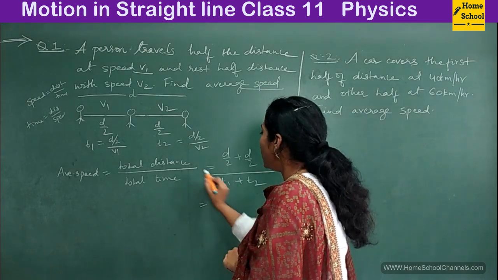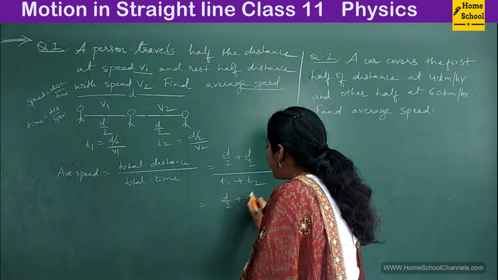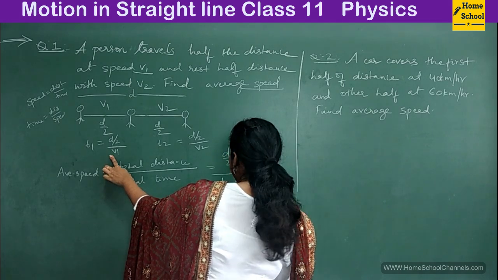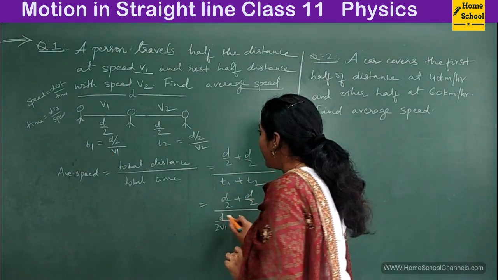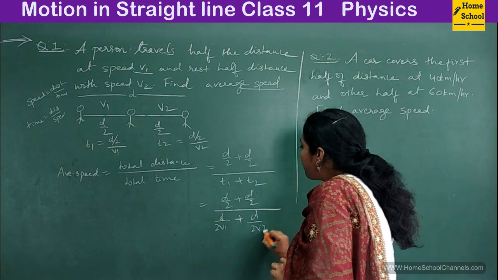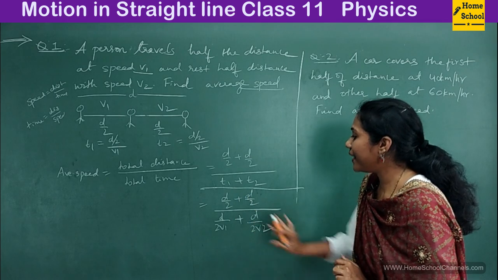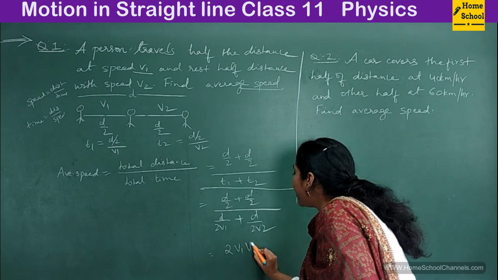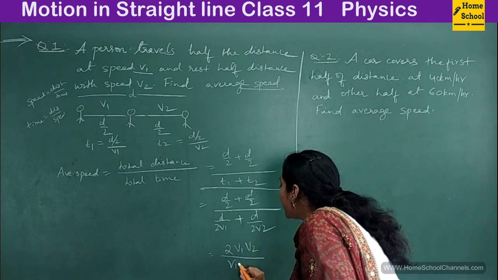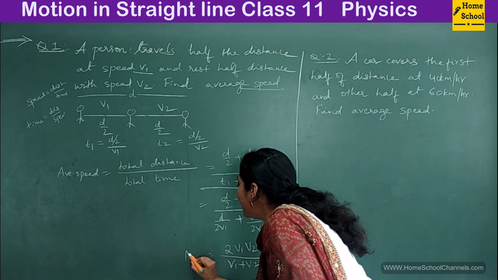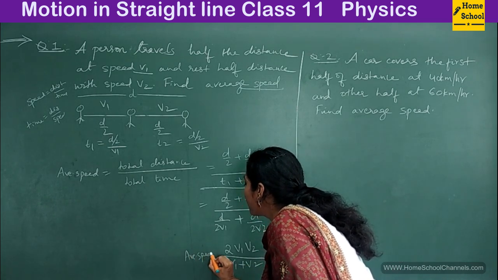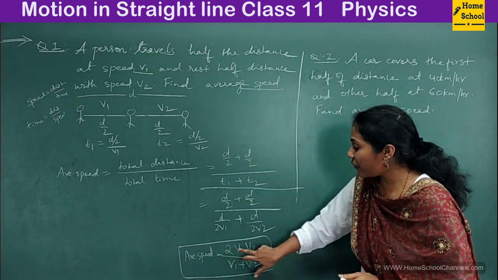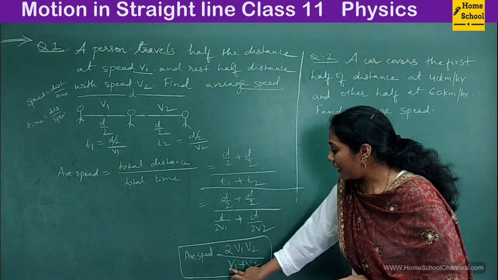So what is T1 and T2? Substitute. D by 2 plus D by 2 divided by, T1 is how much? It is D by 2V1 plus D by 2V2. So if you simplify this, we will get 2V1V2 divided by V1 plus V2. So our average speed is equal to 2V1 into V2 divided by V1 plus V2.